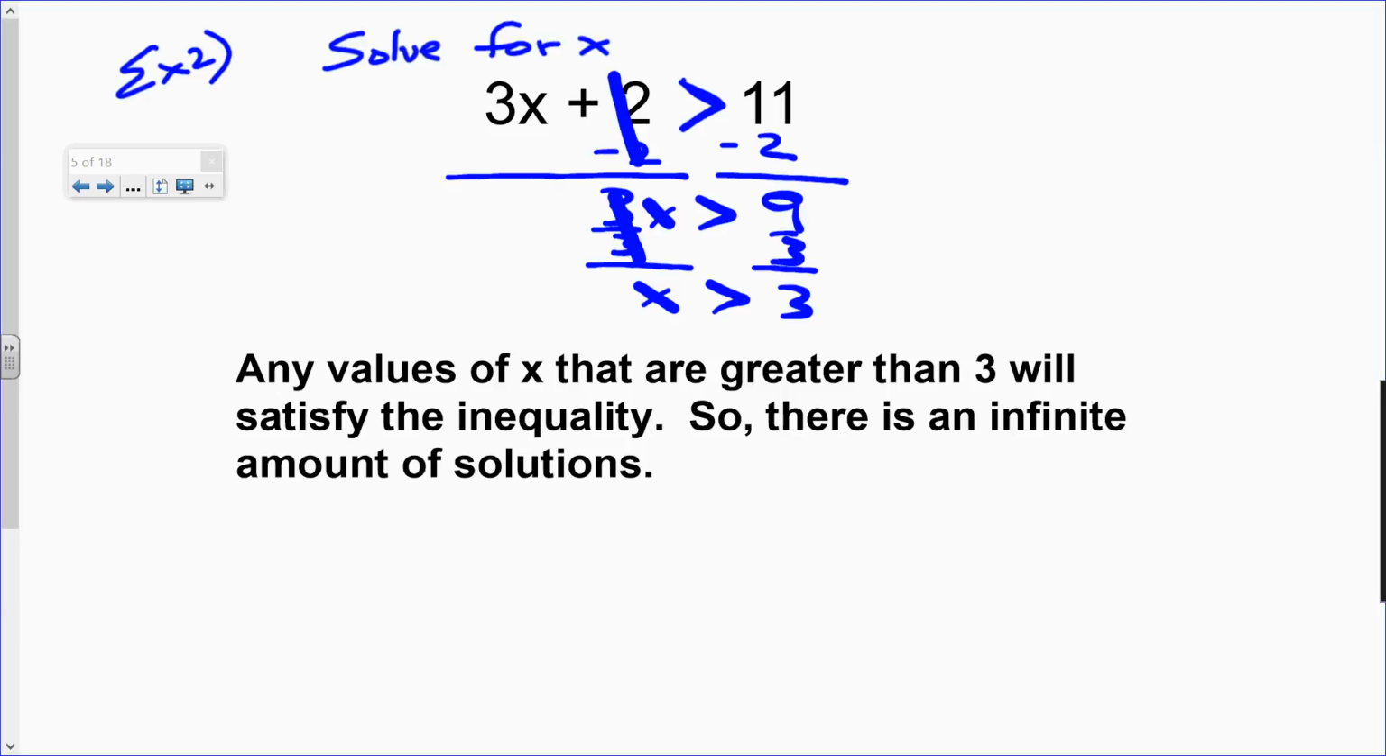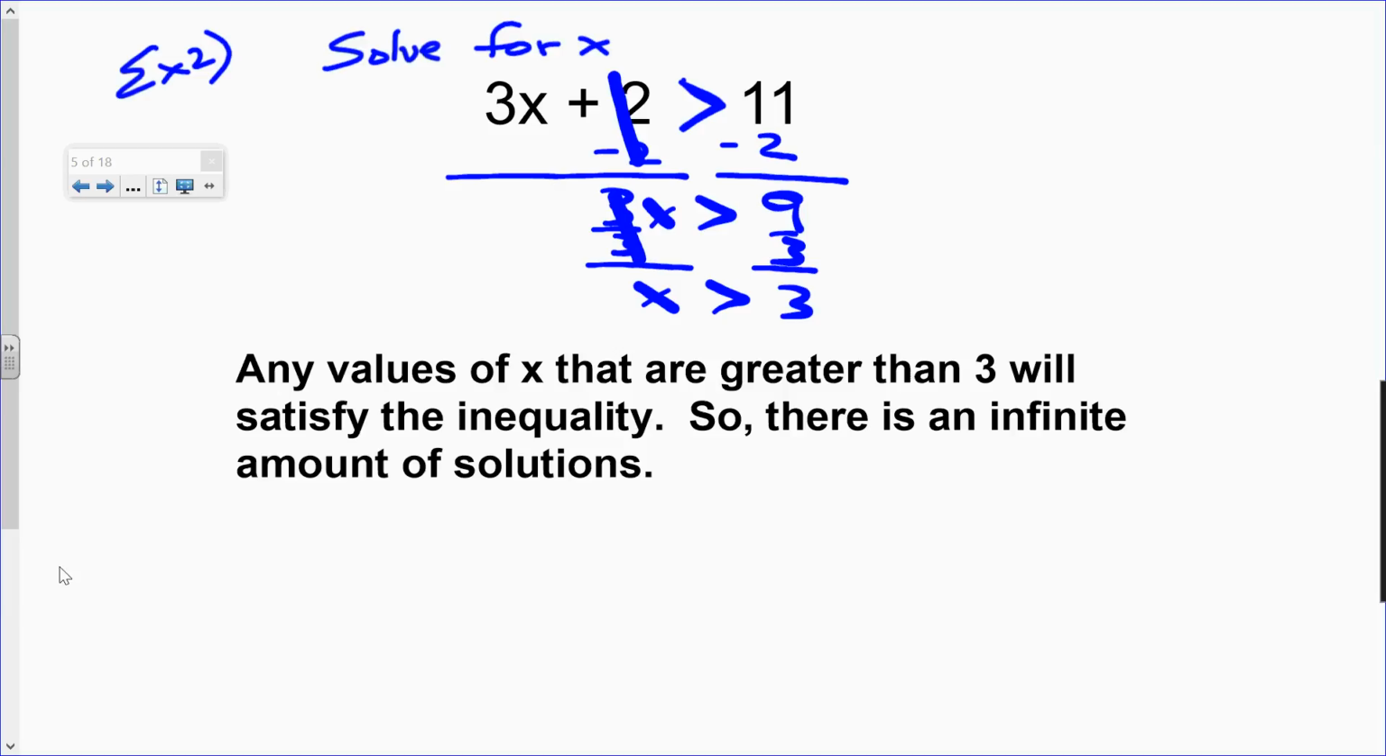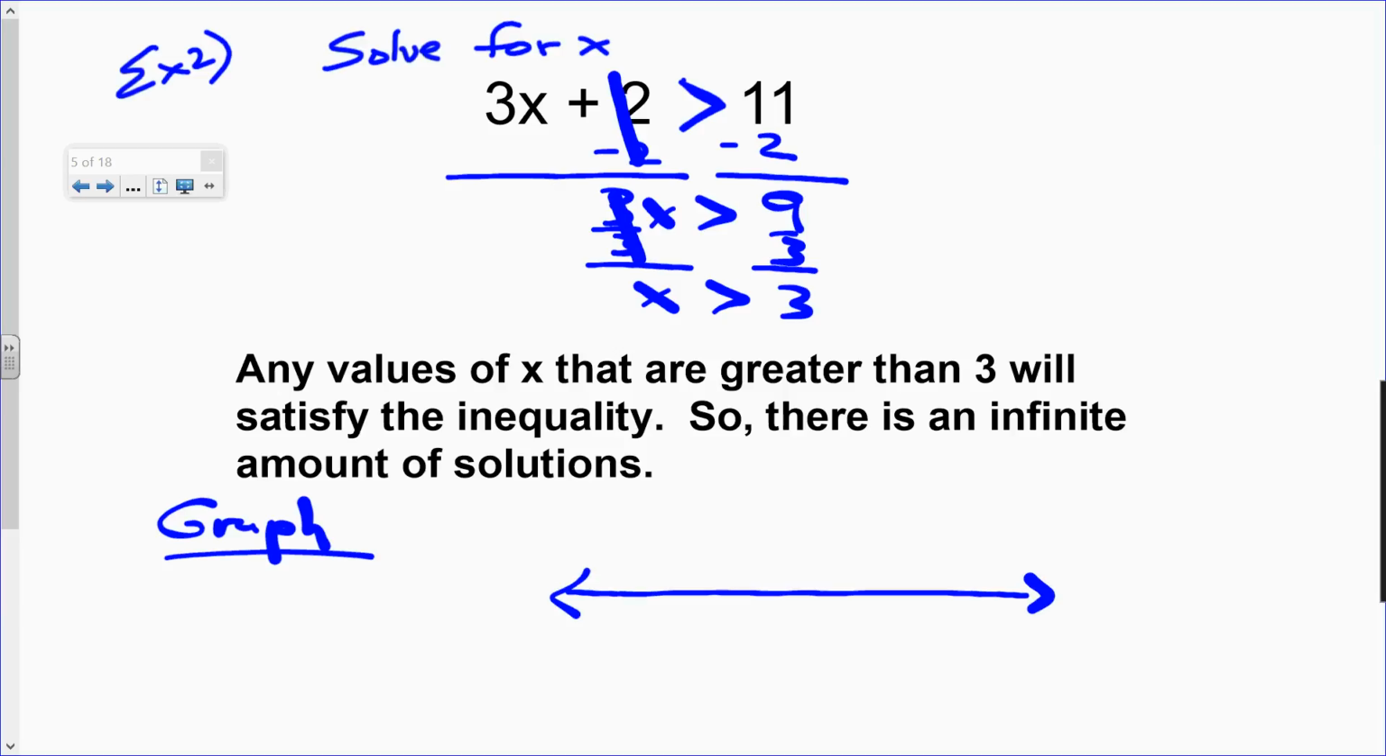So we have an infinite amount of solutions. Any values of x that are greater than 3. What we're going to do now is graph it. We're going to graph what x can be on a number line. Let me show you what I mean. Let's graph. So I'm going to draw a simple number line. Only x, we're not doing it with y here. We're only doing a one variable equation here. So I'm only drawing an x number line.